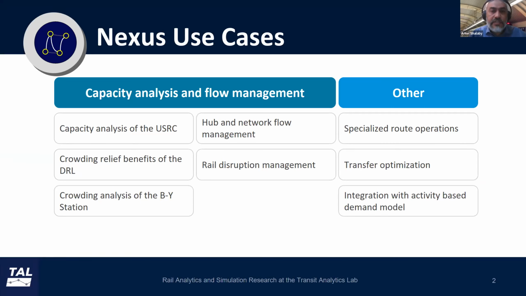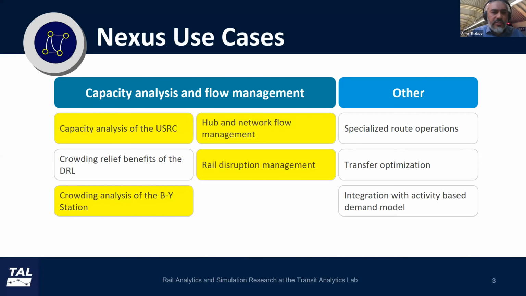As he mentioned, NEXUS has been used in a number of previous studies. Those are grouped in 2 categories. The first is capacity analysis and flow management. I'm going to share with you results of those highlighted boxes, capacity analysis of the Union Station rail corridor. For those of you who are not from Toronto, Union Station is the biggest transit hub in the city and in Canada, in fact. And the rail corridor is actually connecting 7 commuter rail lines.